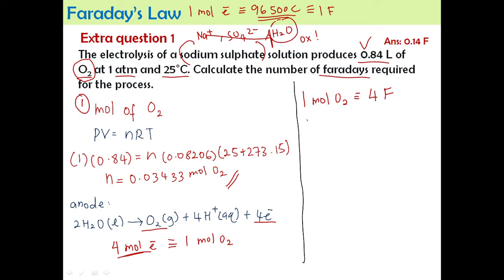So, kalau 0.03433 mole of oxygen gas terhasil, berapa Faraday? So, darab silang dapatlah nilai X Faraday yang kita cari. Dah siap. Okay? Hopefully bolehlah dapat jawapan ni. Okay. Jadi, kita pergi kepada soalan yang terakhir untuk video ini.